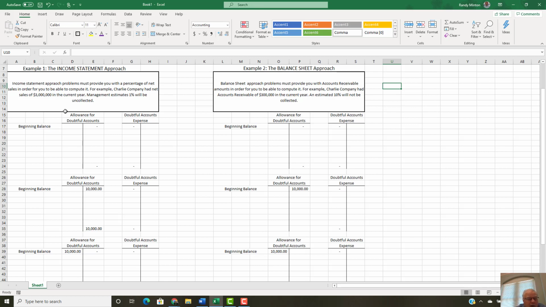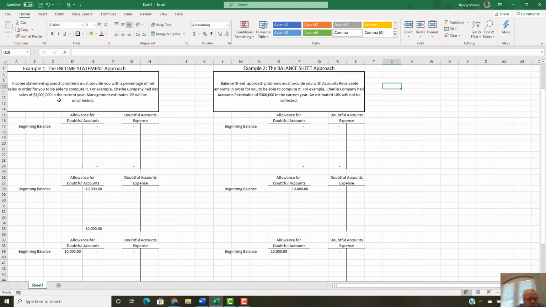All right, so let's walk through two or three different scenarios here, assuming, first of all, the income statement approach. So they have to provide you with net sales. And remember, you got to be careful because if they give you net sales, but they also tell you that only a certain portion of those are credit sales, some are cash sales, then obviously you can't have a bad debt associated with a cash sale. It has to be a credit sale. Okay, so in this case, I didn't go that far. I just said you had net sales of $3 million, and management estimates that 1% will be uncollected.